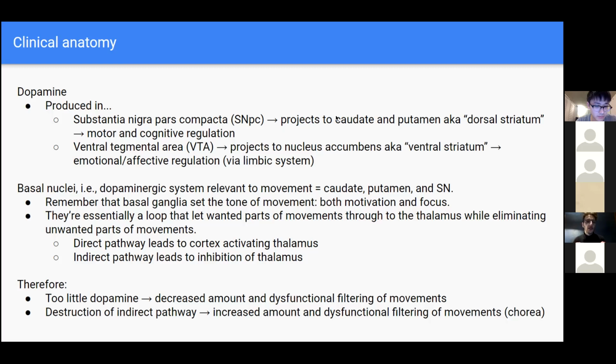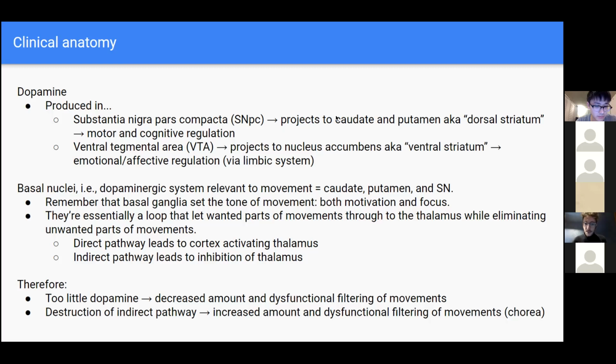So when we talk about nigrostriatal pathways, we're really referring to dopaminergic pathways involving the substantia nigra and the dorsal striatum. This is essentially the main pathway that's relevant to movement disorders here. And then we have dopamine in the ventral tegmental area, which projects to the nucleus accumbens, also known as the ventral striatum. This is more at the level of emotional and affective regulation via the limbic system. That's also very relevant in Parkinson's disease and in schizophrenia, of course.